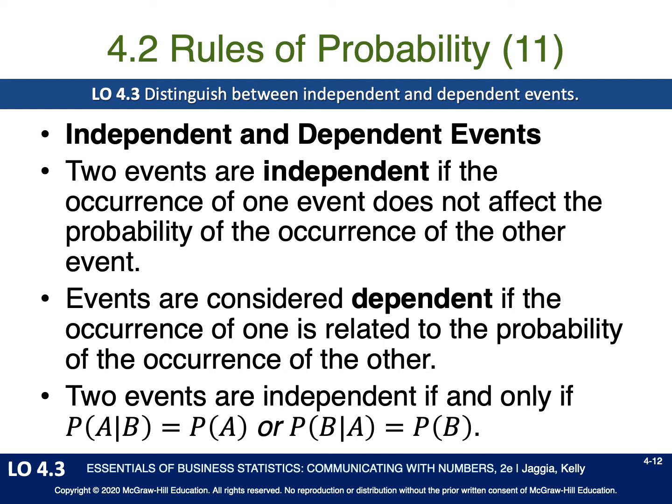So if they are independent, then the probability of A given B is just the probability of A, or the probability of B given A is just the probability of B, because they don't influence each other. So the probability given something else happening isn't relevant in this scenario.